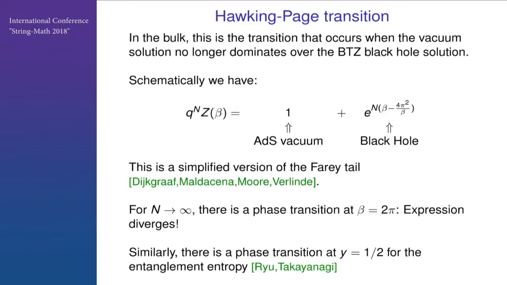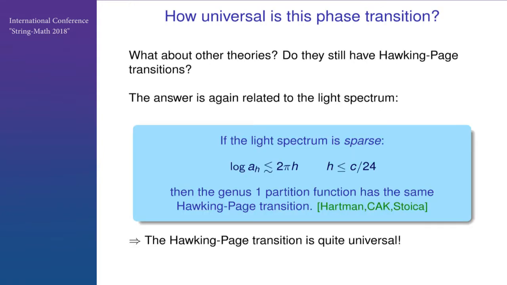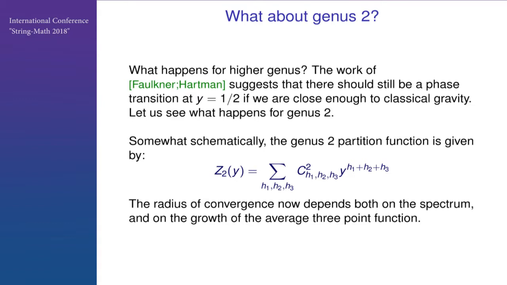But it turns out that for symmetric orbifolds it works, and one can show that this Hawking-Page transition is quite universal. Basically, if you have a theory whose light states do not grow faster than e to the 2 pi h, so they do not grow faster than the symmetric orbifold, you do get, again, the standard Hawking-Page transition for genus 1. So for genus 1, this phase transition that we encounter is very universal. And now the question is, if you go to genus 2, is it still as universal? It turns out that things become much more interesting there.